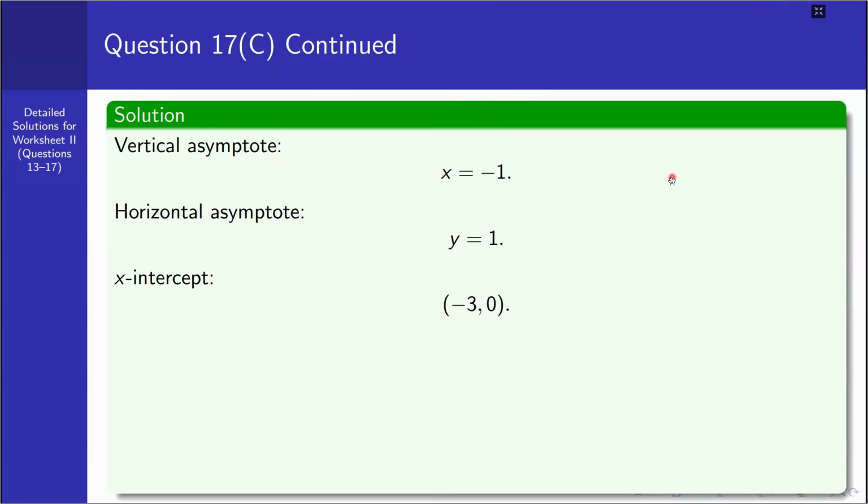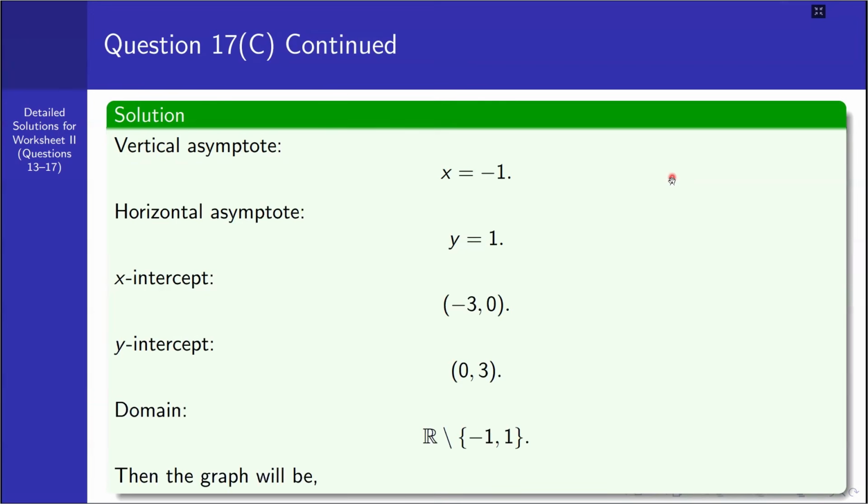The x-intercept is the zero of the rational function, that is minus 3, so (minus 3, 0) is the x-intercept. For the y-intercept, if we let x be 0, (0, 3) will be the y-intercept. So the domain is the set of real numbers without minus 1 and 1.